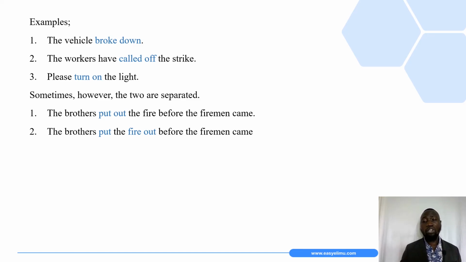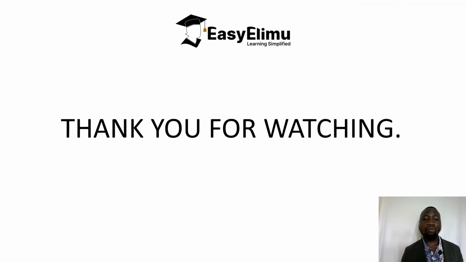So, dear students, prepositions, conjunctions, and adverbs can easily be confused because they sometimes have the same form. One can only tell the difference by the usage.